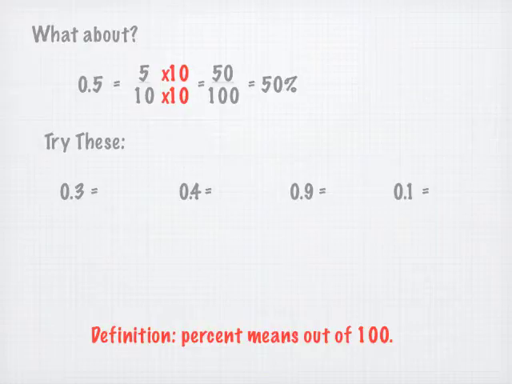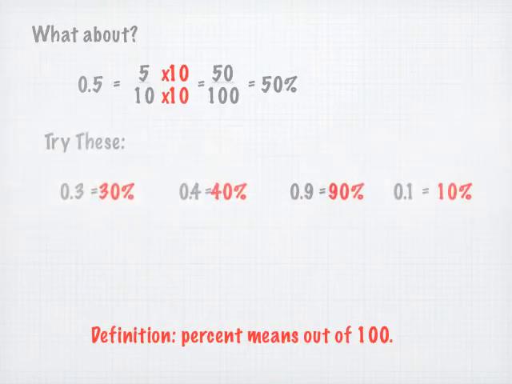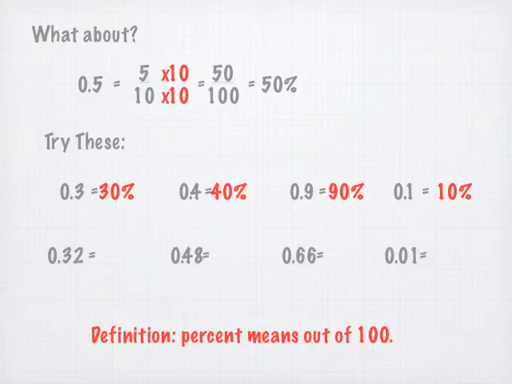0.3, 0.4, 0.9, 0.1. These are all easy when you think about it, as 3/10 would be 30%, 4/10 would be 40%, 9/10 would be 90%, and 1/10 is 10%. How about these? Did you get 32%, 48%, 66%, and 0.01 is only 1/100th, so that's 1%.